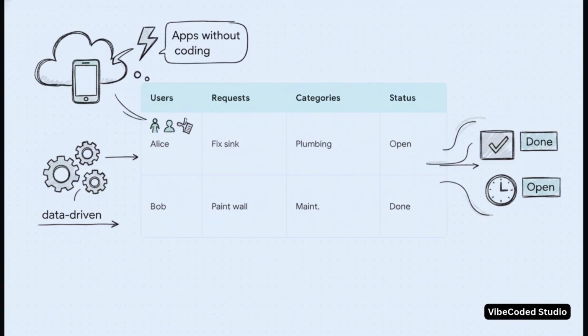Let's take a simple service request app, for example. You've got a column for users, one for the requests themselves, one for categories, and one for status updates. That simple table structure drives the entire application. So let's say Alice submits a request to fix a leaking sink. That action automatically populates a new row in your spreadsheet, which then instantly updates the live app for the maintenance team to see. Instead of writing complex backend code, you are literally just logically organizing information.